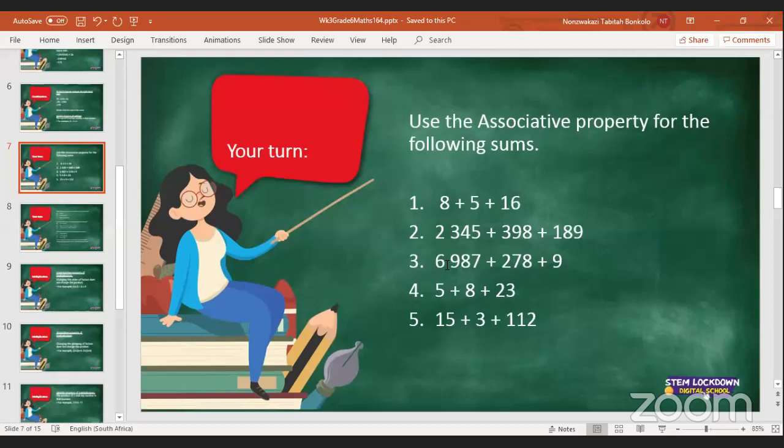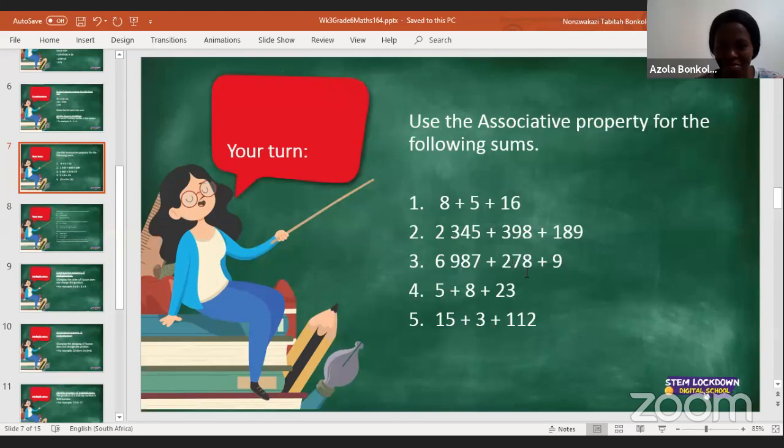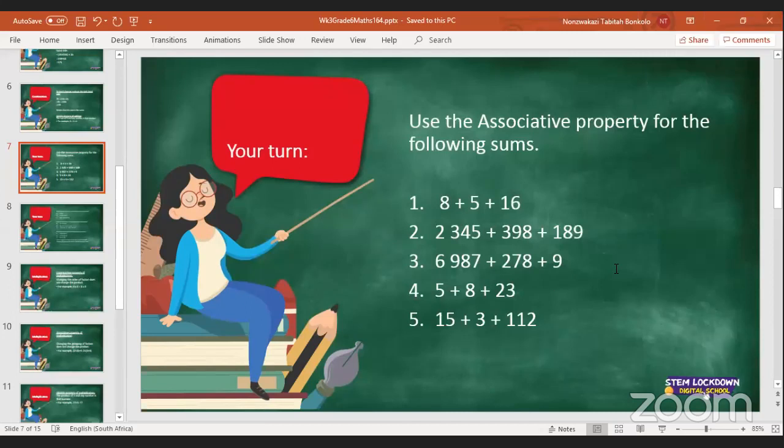Yes, Andile, go ahead. So you're going to bracket the 6,987 with the 278, then close brackets, and then say plus 9. Then you're going to say equals. Then on the other side, before you give the answer for the first one, you're going to do the other sum. It's going to be 278 plus 9, close brackets, then plus 6,987.